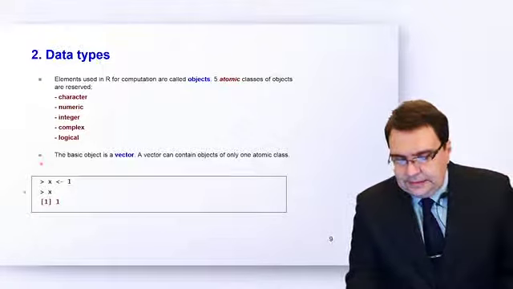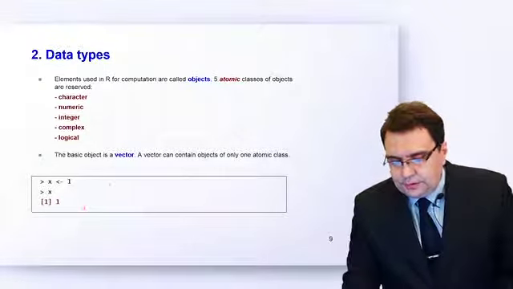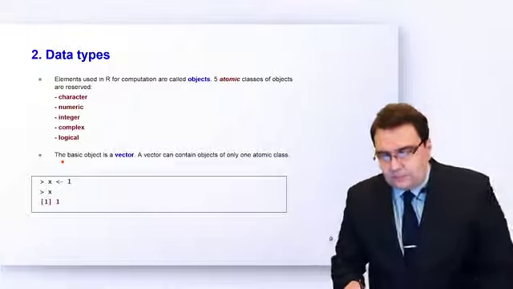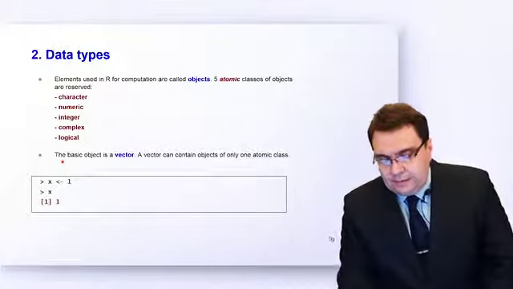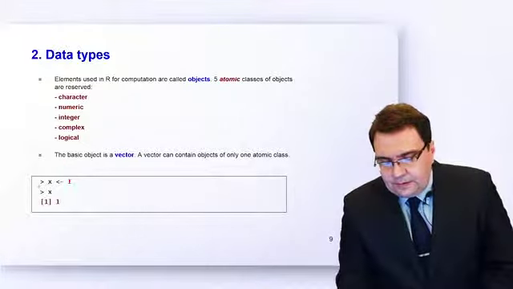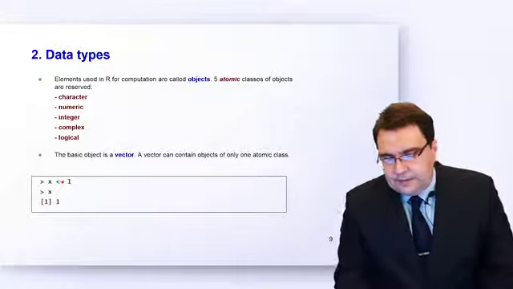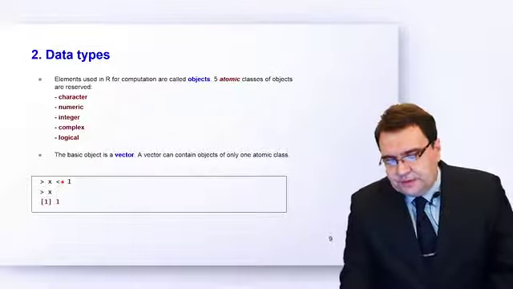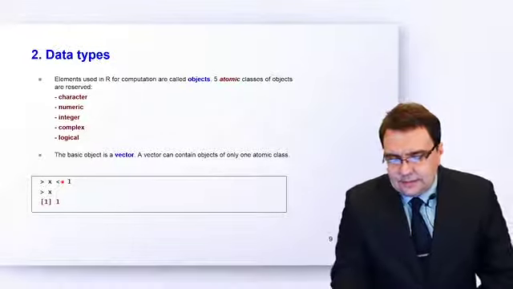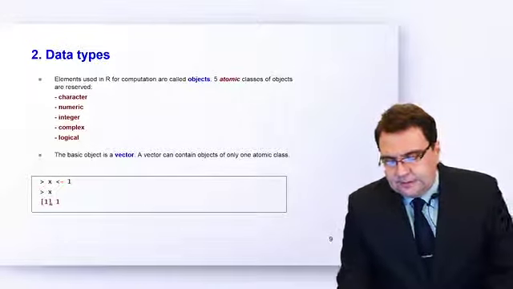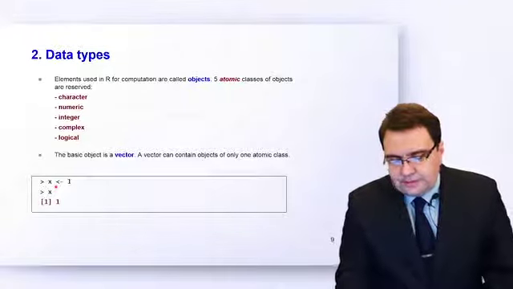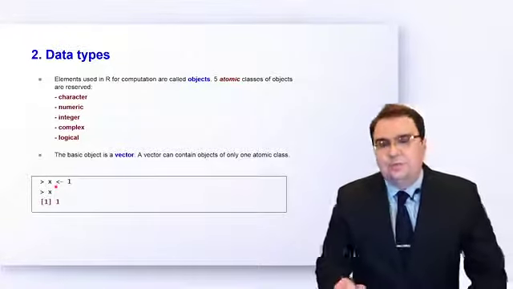So you can see here an example of R code which shows how to assign the value 1 to the variable x. So x is equal to 1. If we just put x, then the content of this variable will be printed, which is 1, and 1 in square brackets says that it's a vector of element 1.